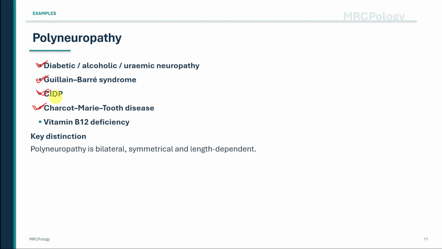Vitamin B12 deficiency may produce peripheral neuropathy, but it can also affect the posterior columns and corticospinal tracts. Therefore, the patient may have impaired vibration and proprioception together with upper motor neuron signs. The key distinction is that a typical polyneuropathy is bilateral, symmetrical, distal, and length-dependent.